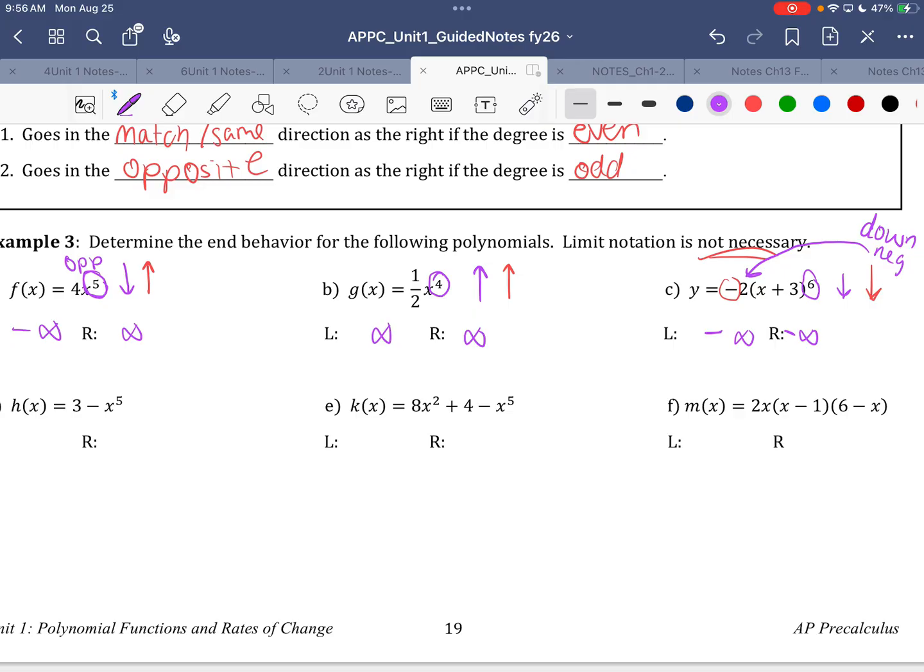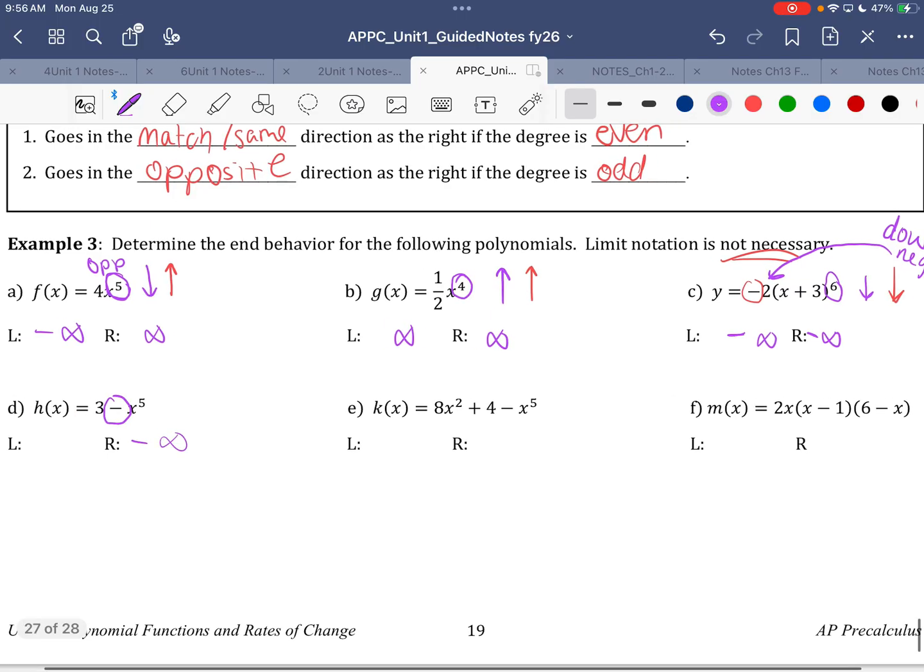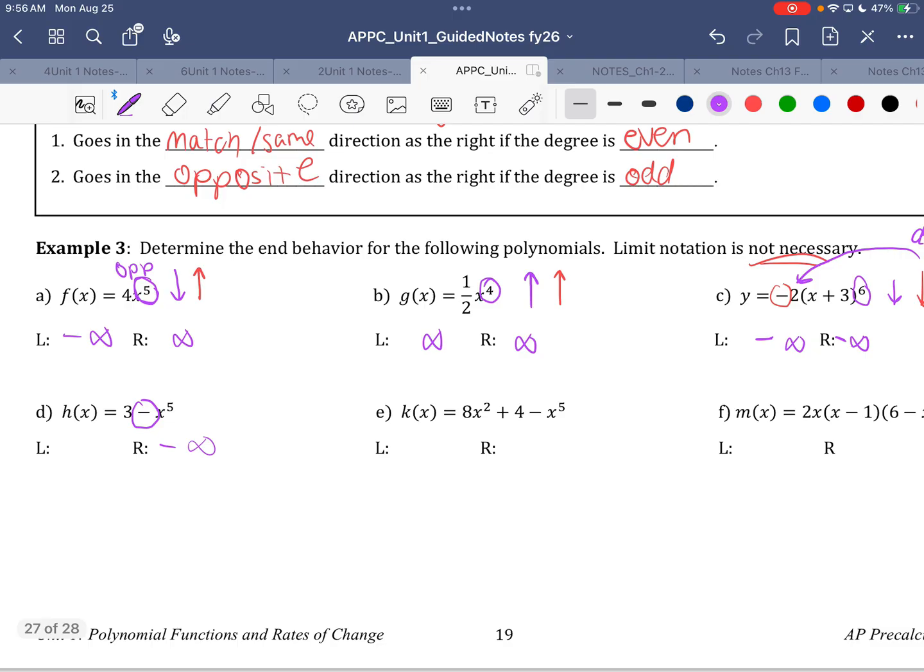D as in, don't screw it up. We got the right side, what is it doing? Down. Left side, what is it doing? Opposite, so it's going up. Opposite because it's odd. Hey, look, they both start with the same letter. That's crazy. All right, looking at E.